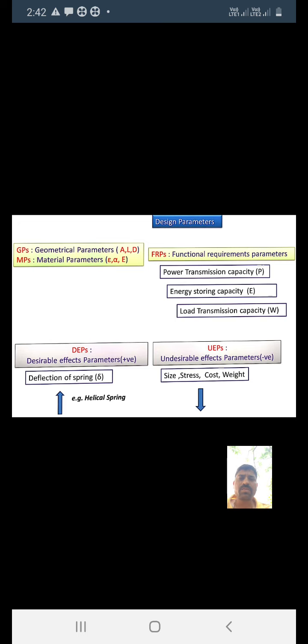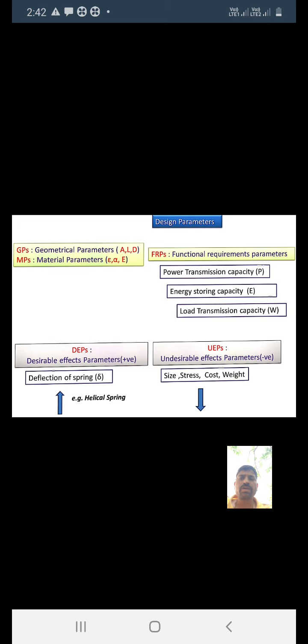There are three design parameters: geometrical parameters, then material parameters and functional requirement parameter. With the help of some examples, we have seen those design parameters. Also we have seen the optimum design procedure for normal specification.